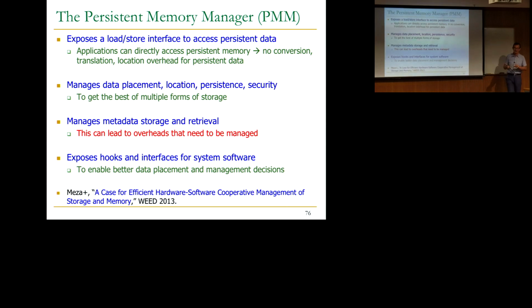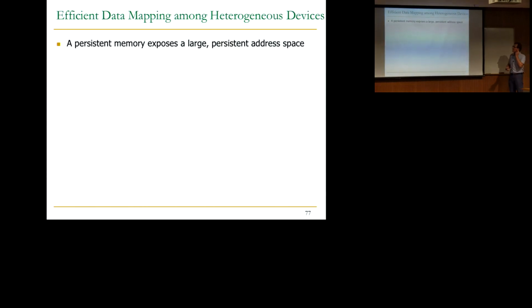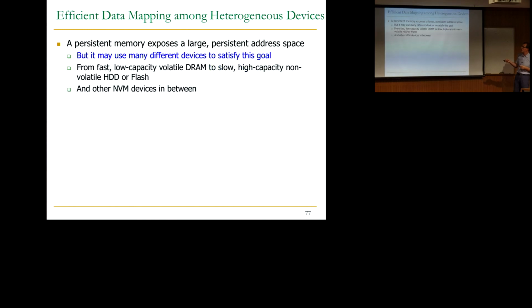So there's a lot here that I'm not going to really cover. And we have this position paper that evaluates some of this. So I'm going to give you some examples from this position paper. Basically, a persistent memory exposes a large persistent address space, but it may actually use many different devices to satisfy the goal, as we've discussed over here.